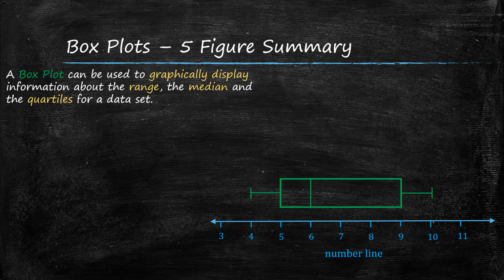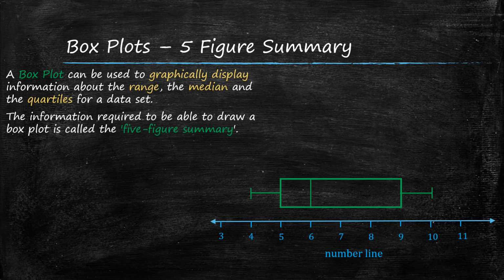So let's start with a box plot. A box plot can be used to graphically display information about the range, the median and the quartiles for a data set. And the information required to be able to draw a box plot is called the five-figure summary, because we require five figures to be able to draw our box plot.